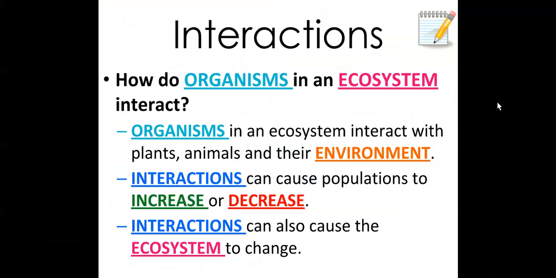As far as interactions go, how do organisms in an ecosystem actually interact? Well, organisms in an ecosystem interact with plants, animals, and their environment. Interactions can cause populations to either increase or decrease, and interactions can also cause the ecosystem to change, and that can be positively or negatively.